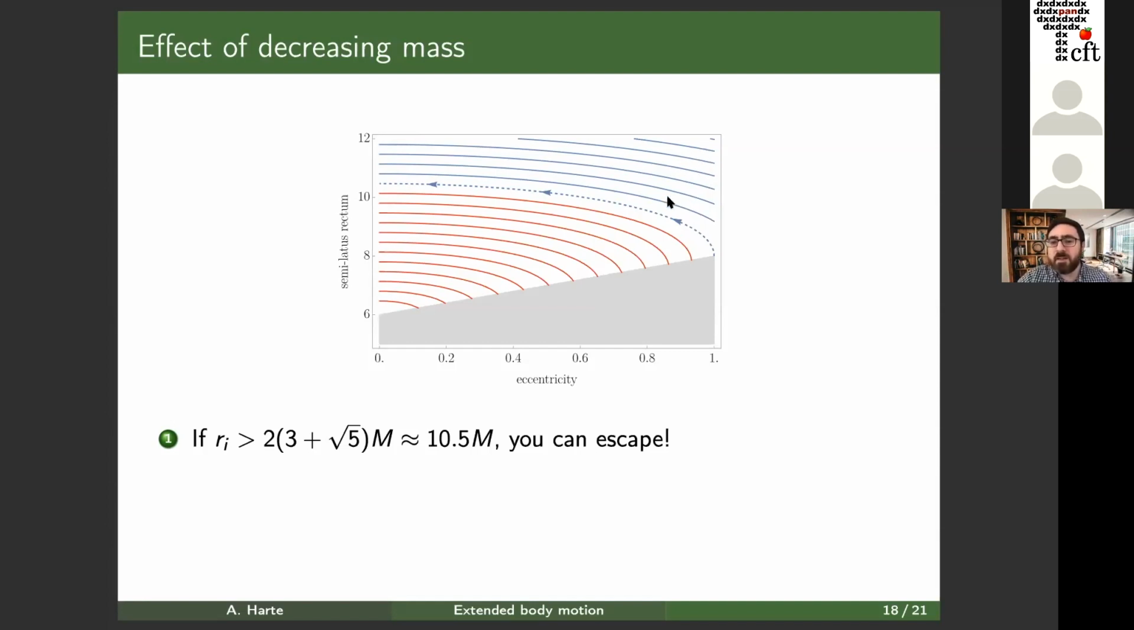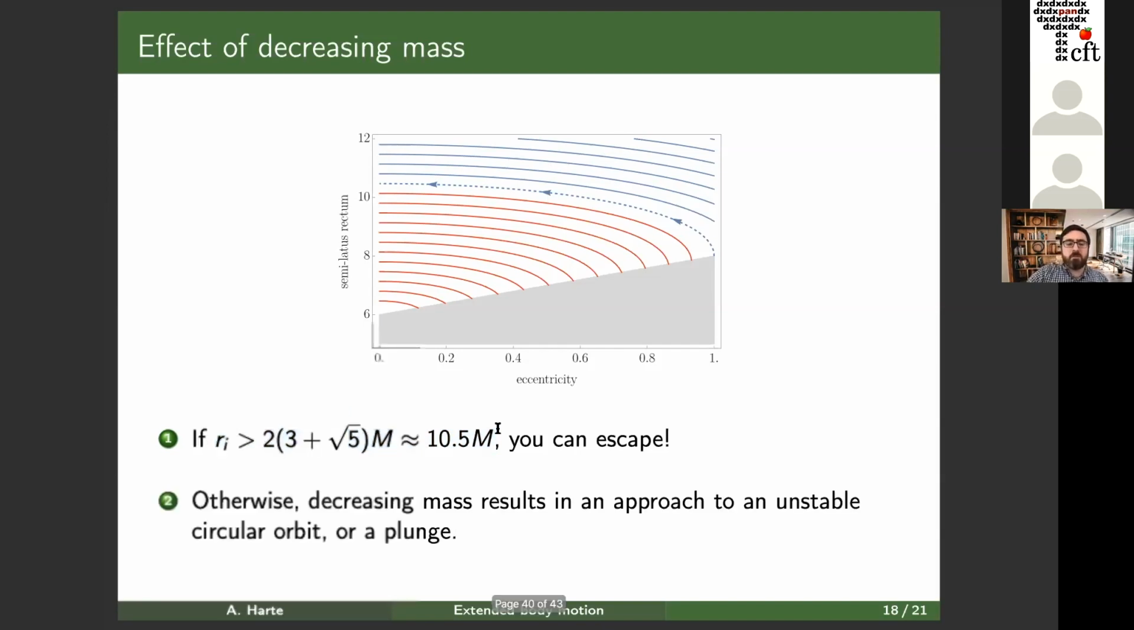Okay, but that's only if you're on one of these blue curves, right? So you need to be above a certain threshold. You need to be above here. And if you start on a circular orbit and you try to escape, you can characterize this by saying that the radius has to be greater than this boundary here, which is given by about 10.5 times the mass of the black hole. Okay. Now, what if you're below that? Well, then you have to worry about this gray region that I didn't mention.